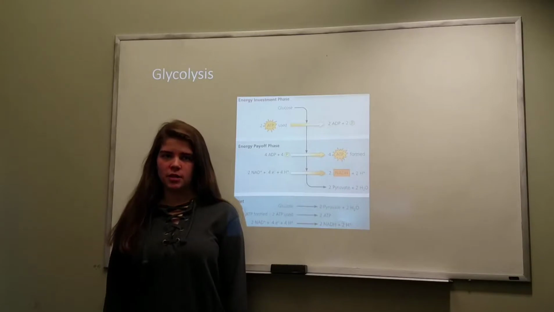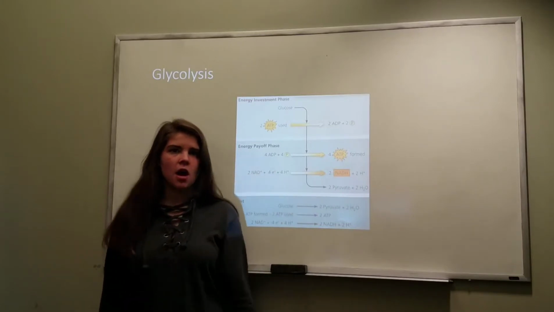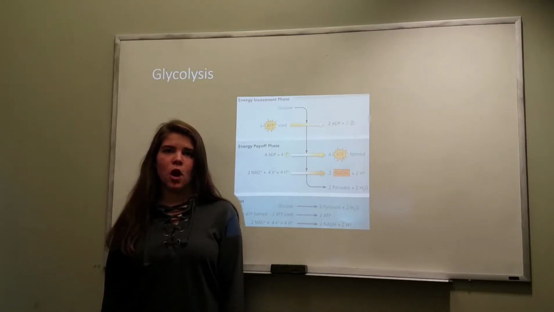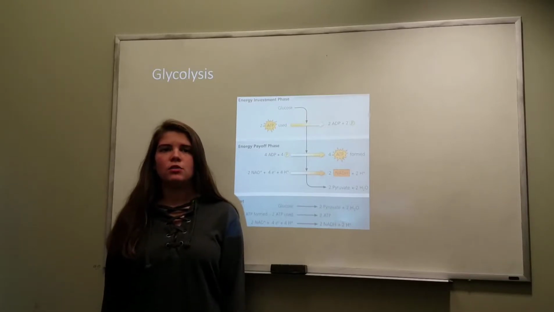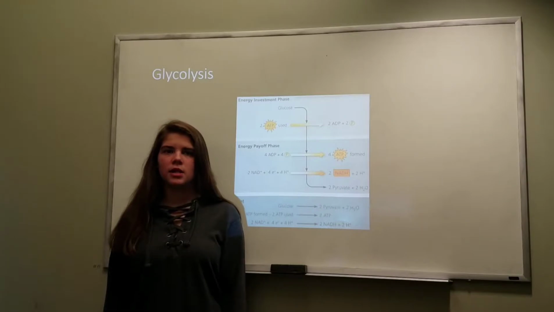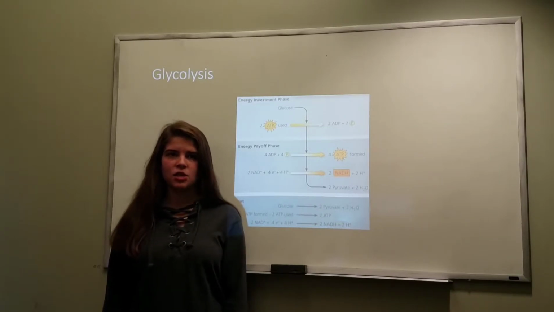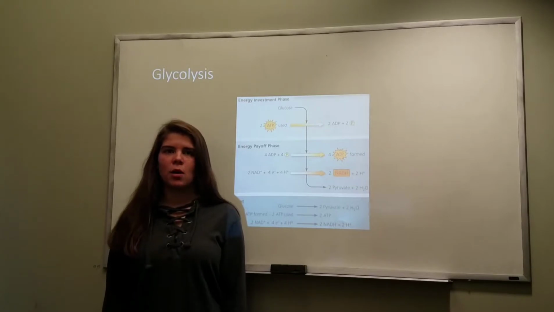In the energy input phase, 2 ATP are added to glucose, causing it to split into 2 3-carbon chains. In the energy payoff phase, another phosphate is added to each of the 3-carbon chains. Now we have a 3-carbon chain with a phosphate on each end. For each of the 3-carbon chains, NAD+ is reduced by the addition of a hydrogen atom as well as an electron to form NADH. The phosphates on the ends of the 3-carbon chains are added to ADP to form ATP.